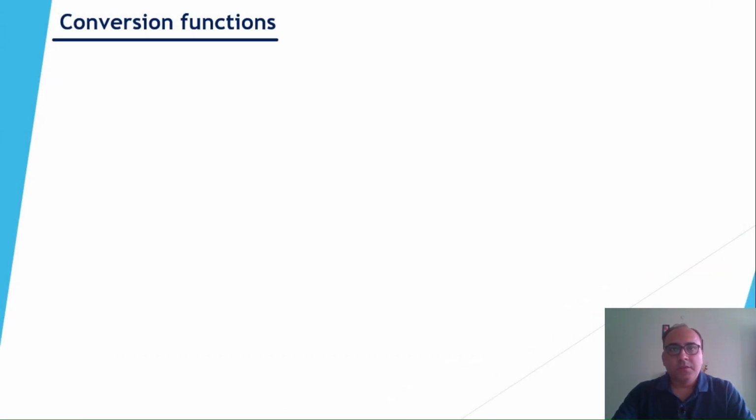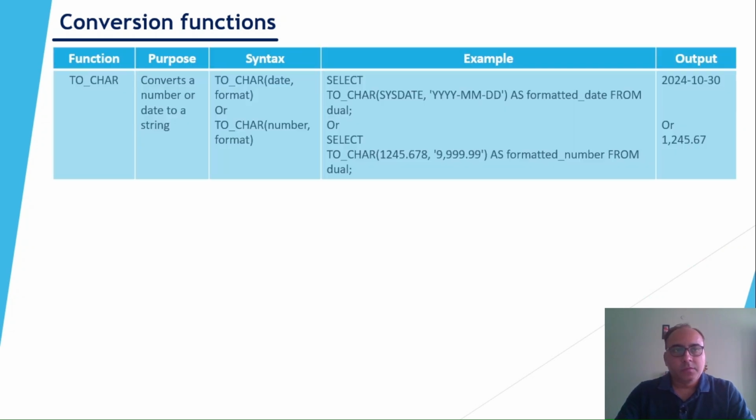So now let's talk about conversion functions. First we have to_char. This basically converts a number or date to a string. It is quite helpful in converting a number to a string or a date to a string. The syntax here is to_char, then we specify the date and then the format, basically the date format. If we are going to convert a number to a string, then it will be to_char, number, then format. Let's look at some examples.